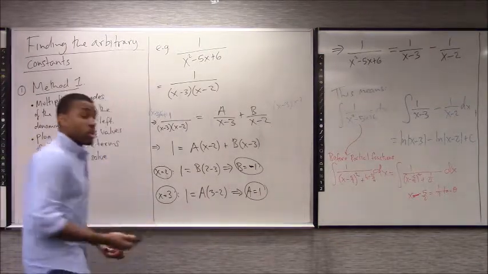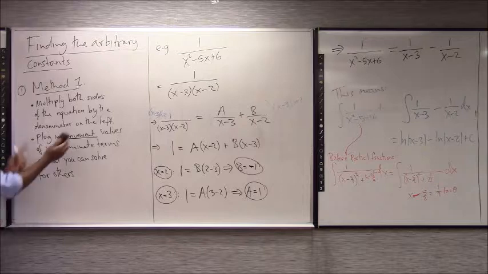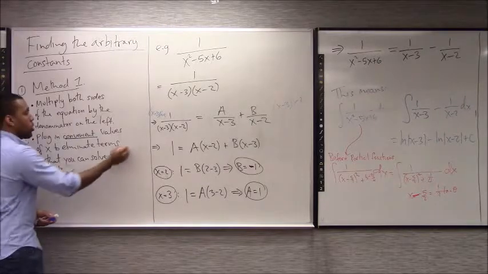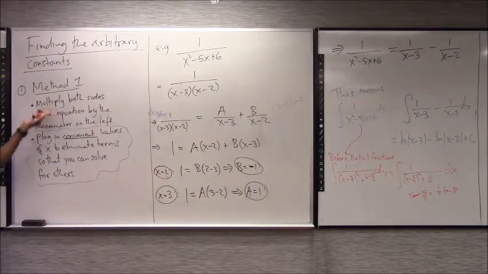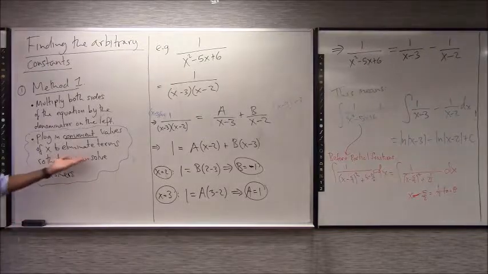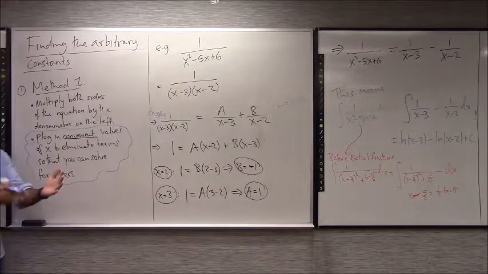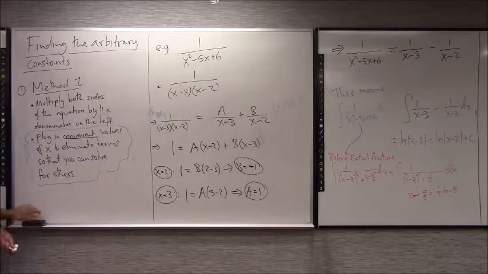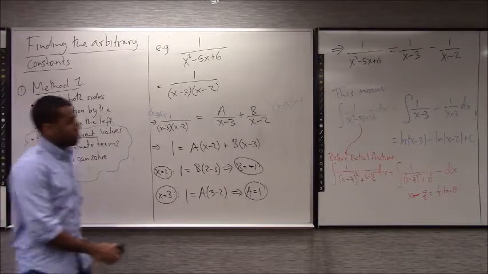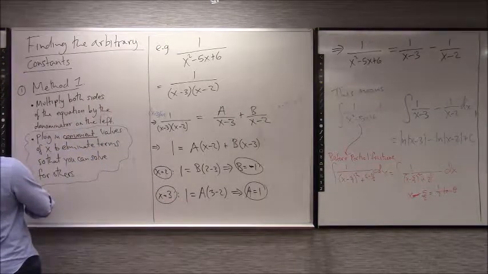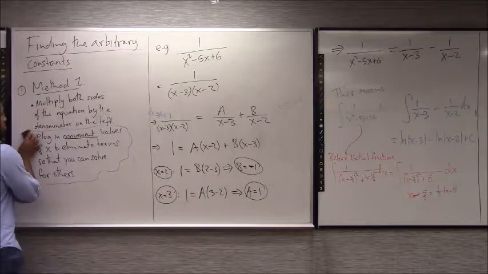Right? So let me show you another method. So this is method 1. The main part in method 1 is how we go about the second step. Method 2 is going to have the same first step. So the idea is that you can plug in convenient values to eliminate some values, and so you can solve for the other ones. That's one way you can go about it. Any questions on this? So let's do method 2.